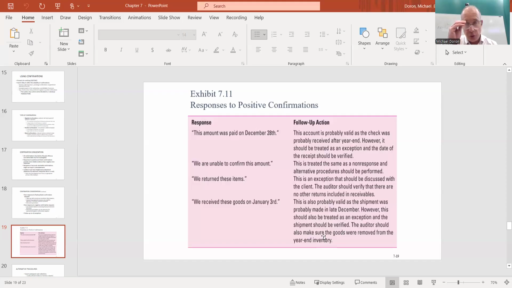Okay, so again, according to December 31st, it was outstanding, but the customer is saying we didn't get it until January 3rd. So obviously it wasn't a receivable on December 31st. Probably they're right. It's just a timing thing, but you want to follow it.